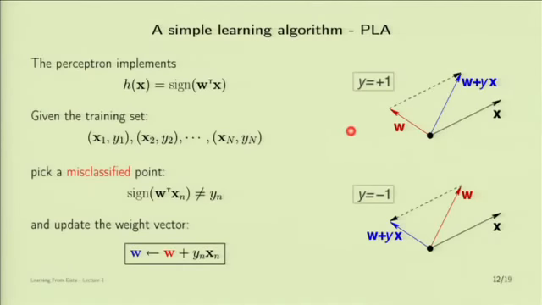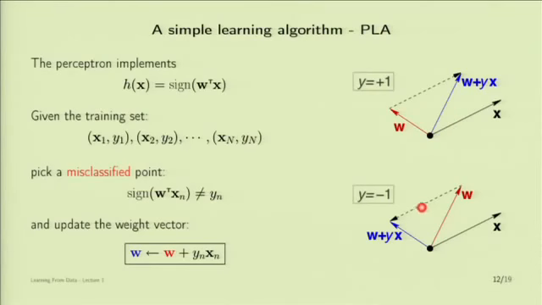How is that? If y equals +1, as you see here, then it must be that since the point is misclassified, w.x was negative. Now, when you modify this to w plus yx, it's actually w plus x. So you add x to w, and when you add x to w, you get the blue vector instead of the red vector, and lo and behold, now the inner product is indeed positive.